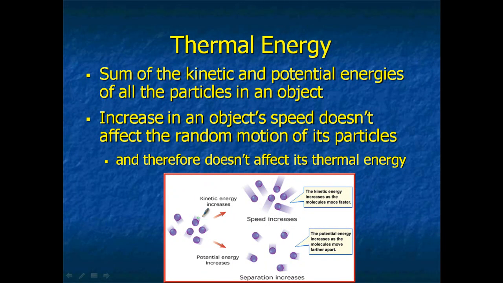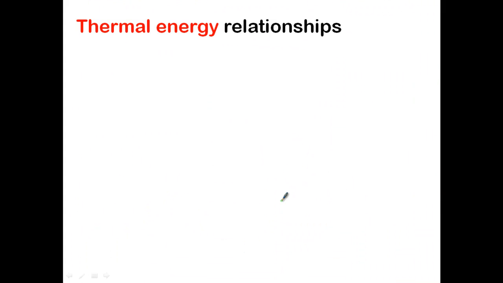So let's see, we have some particles here. Potential energy increases, so the separation of these particles is going to increase. Kinetic energy increases, so the speed of these particles is going to increase. And all these molecules are going to move faster, and they're going to start bouncing off each other, and they're going to cause some heat because of friction.